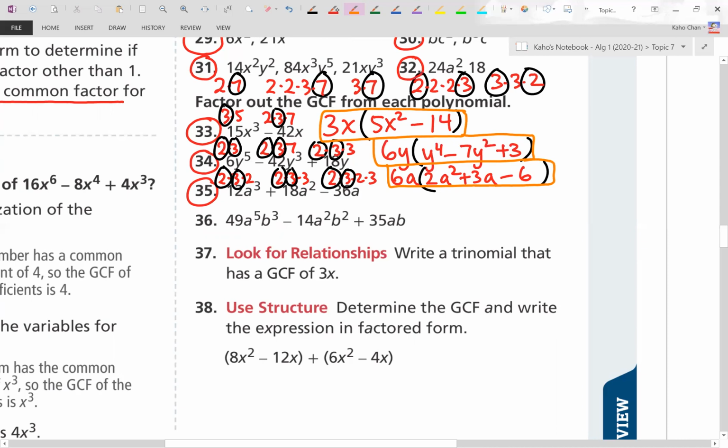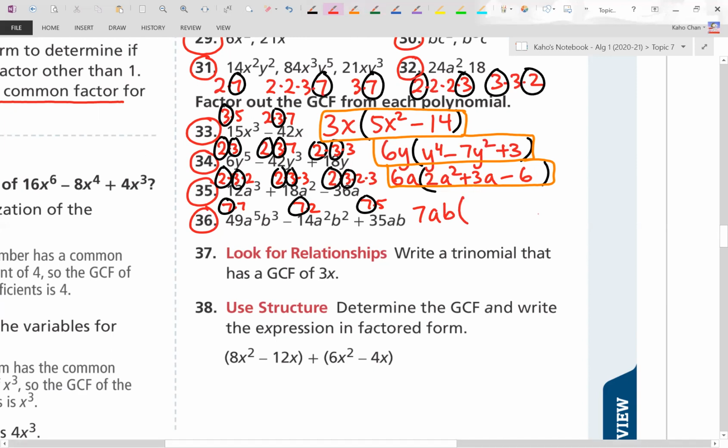All right, number 36: 49, 77, 14, 72, and 35, 75. So it's obvious that the number that's common is 7. Let's take out a 7. Great. And any A's? Oh yeah, we have an A everywhere and a single B everywhere.